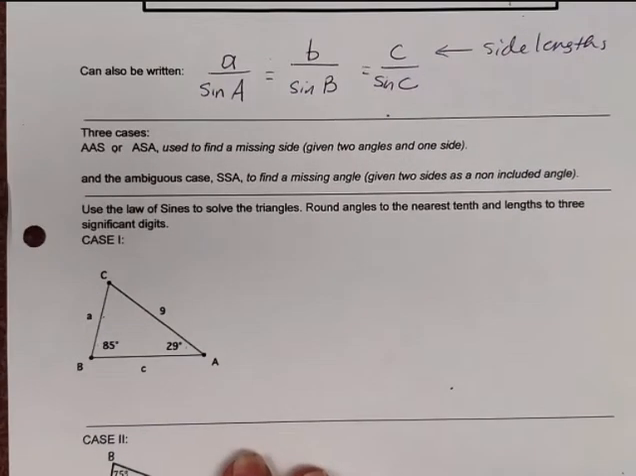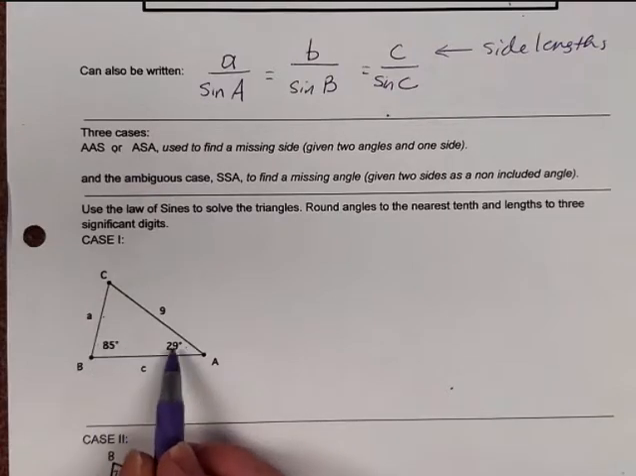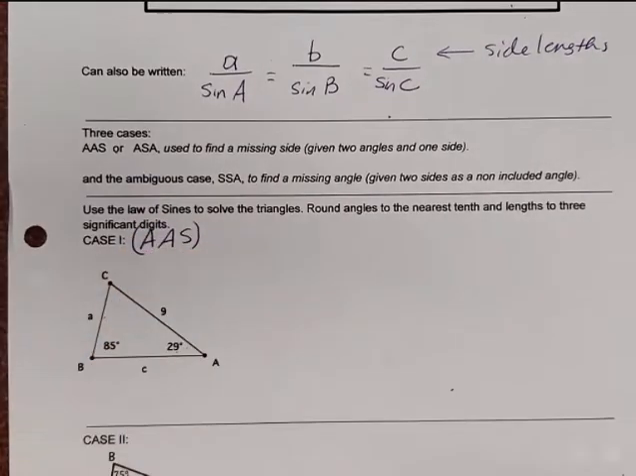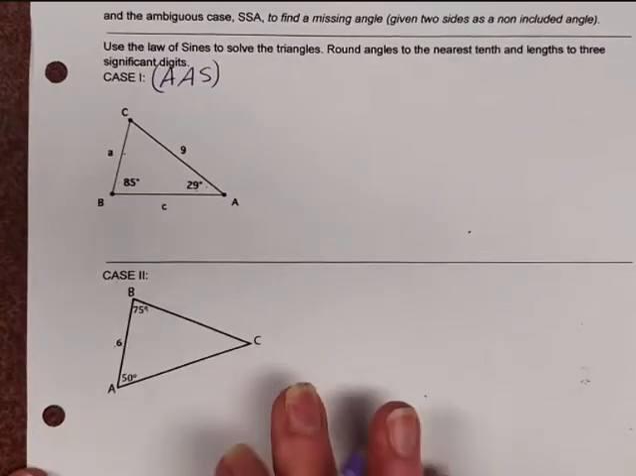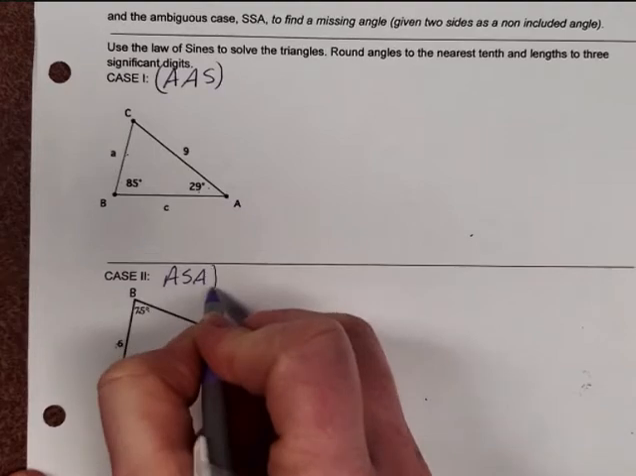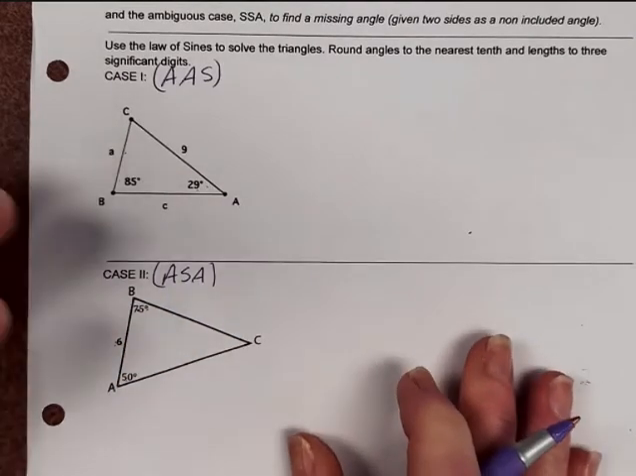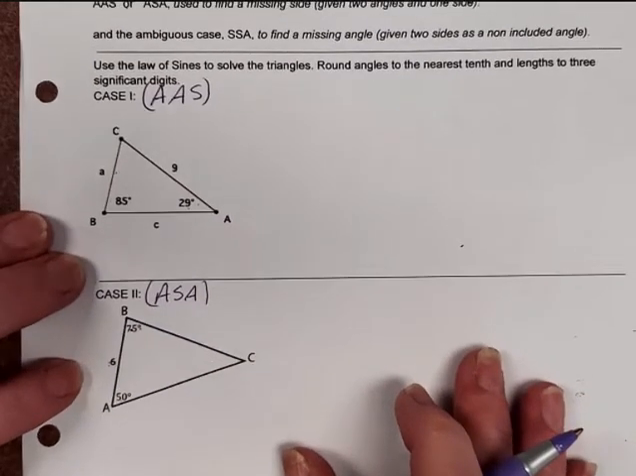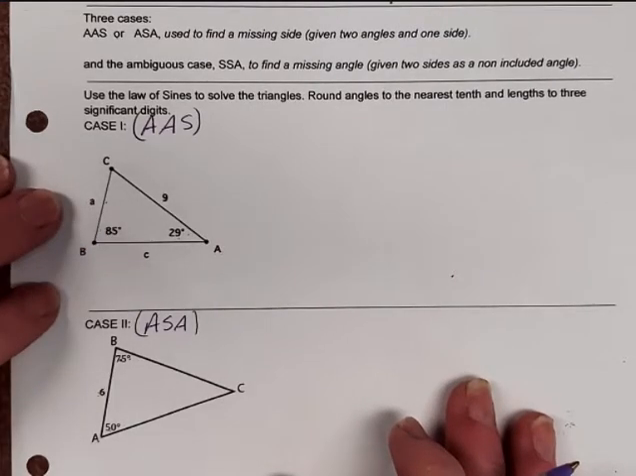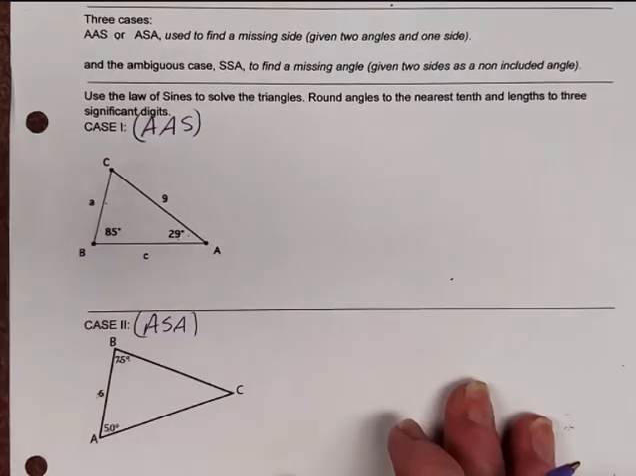So for case 1, this is the angle, angle, then the side condition. And for case 2, this is the angle, side, angle condition. And in both of these cases, these are the easier ones. You'll see when you do side-side-angle, it gets a little bit more involved.